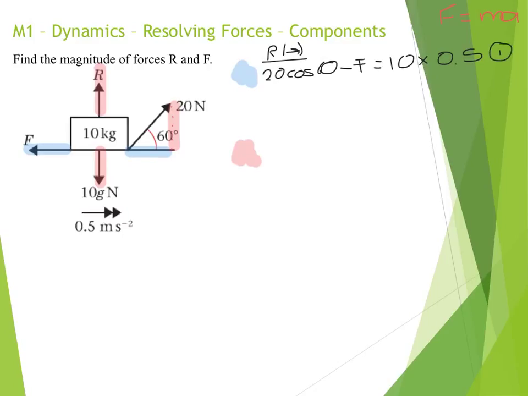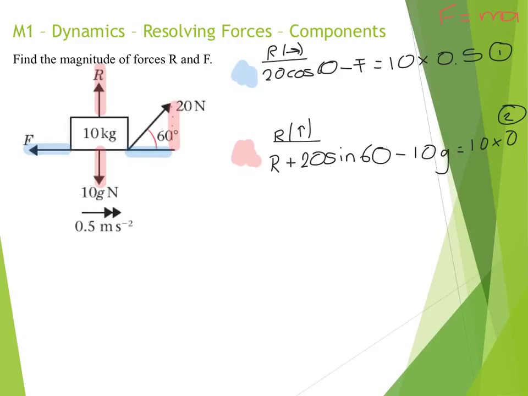And then in the red direction, I'm going to choose to resolve upwards. So I've got the force R going upwards. I've also got a component of the 20 Newton force. And downwards I've got 10g. F equals ma, there's my F's. Now I've got mass, which is 10 times the vertical acceleration, which is 0. And that is my equation 2. Okay, so I've got to find the magnitudes of forces R and F. So it looks as though I can use equation 1 to find F and equation 2 to find R.